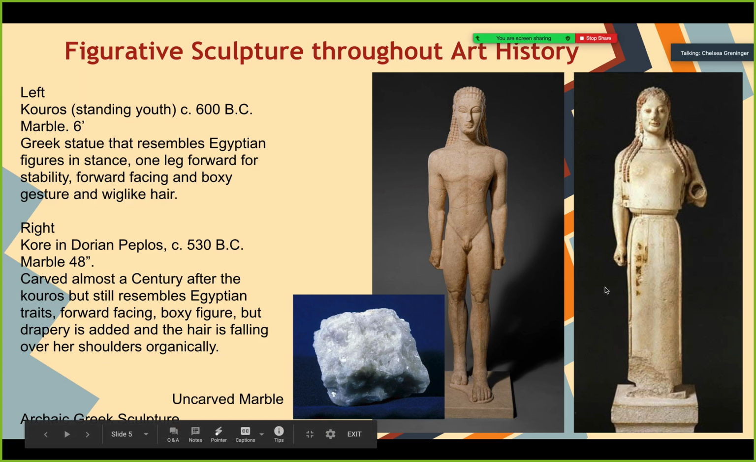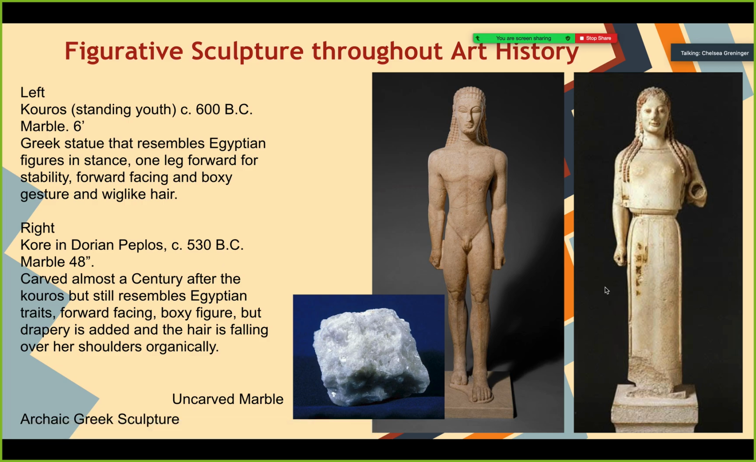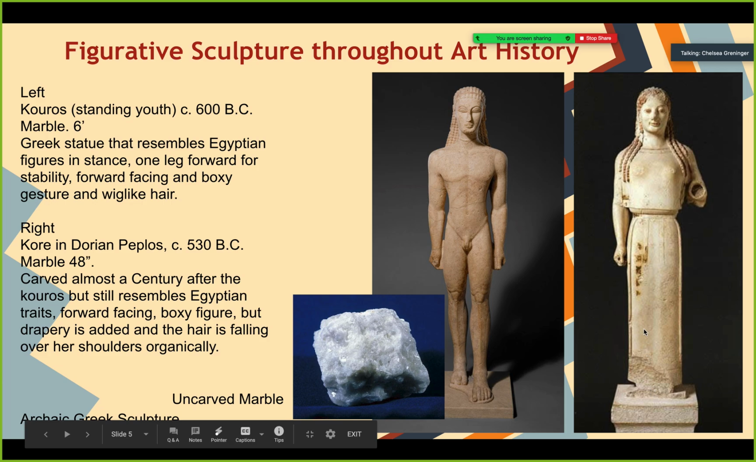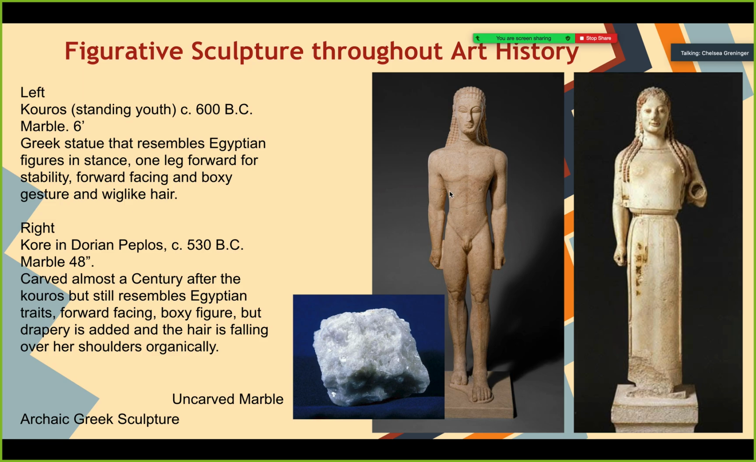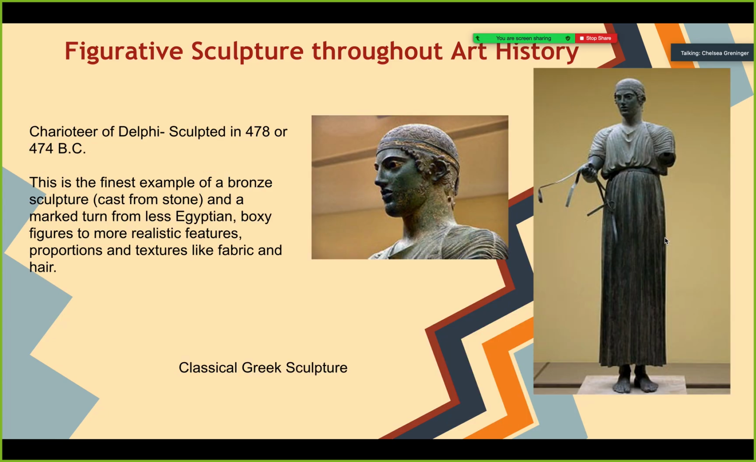On the right here we have Kore in Doric Peplos, 530 BC. This is also marble, 48 inches tall. It's carved about a century after this one on the left here. But it still resembles Egyptian traits, right? But the drapery is added and the hair is falling over her shoulders organically. So we're starting to see some clothes and some more fluid carving.